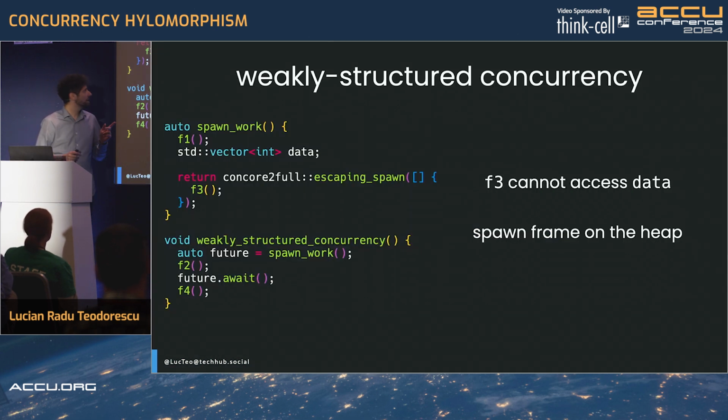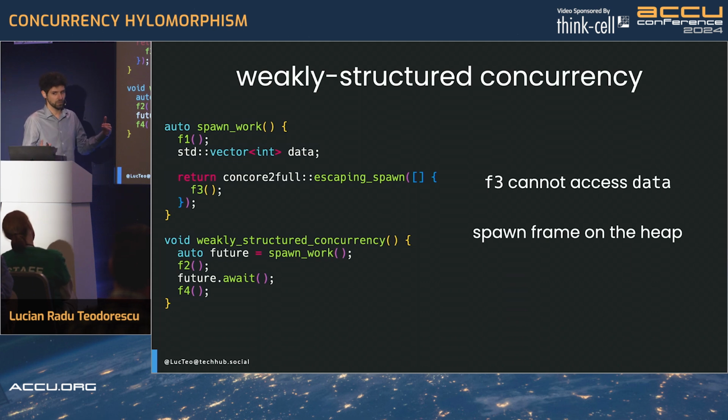And this is an example that illustrates this. I'm having this escaping spawn, right? I'm having a different name for that. And that generates a movable future. That is, I don't have to wait for it on the same stack, right? So spawn work can immediately finish without this being executed. And I don't have that guarantee anymore, right? F3 cannot access data anymore. And again, the spawn frame cannot be put on the stack because the stack may be disappearing, so I need to put it on the heap. So by relaxing this a little bit, we lose some of the benefits.